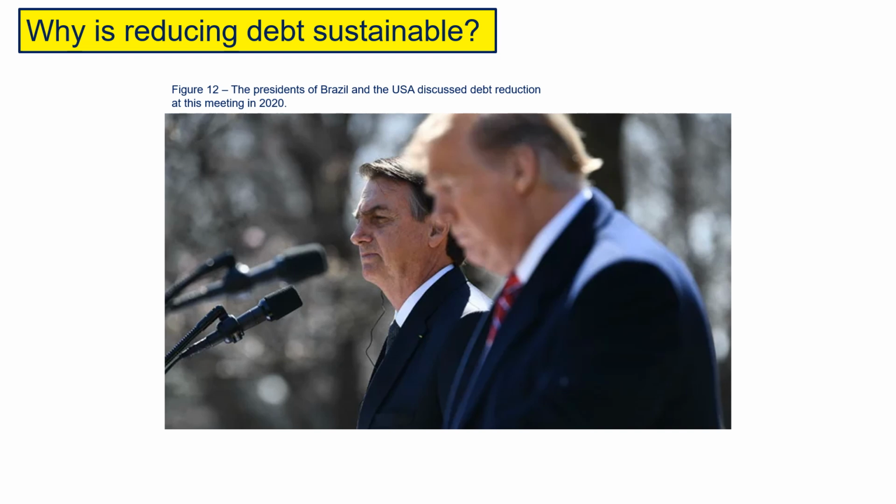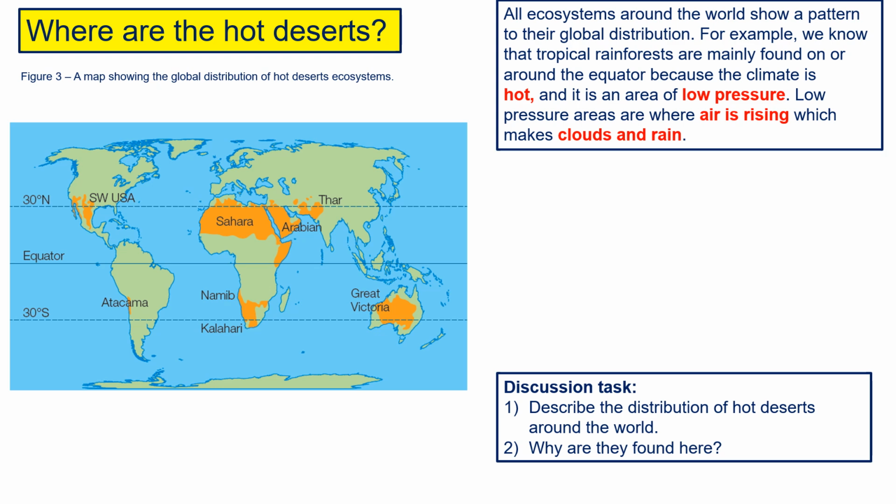And finally, we've got debt reduction. So in 2010, the USA signed a deal with Brazil to reduce their debt of $21 million. This meant Brazil no longer had as much debt to pay off, so there was no demand for them to cut down the trees. So due to their debt being cancelled, they didn't need to make as much money, so they could cut down fewer trees. And that is rainforests. So now we come on to hot deserts.